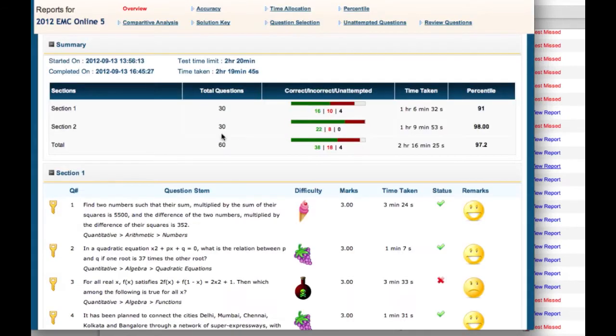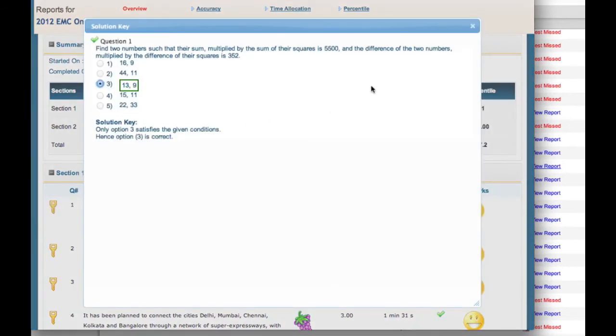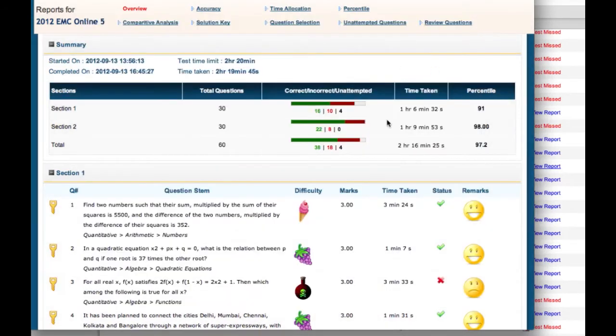Now you will see there is an overview here. In the overview you will have the solution key at the left. Now in case you want to see the solution of this question, you can press the key, it will show up the solution. This is a shortcut to look at the solution.